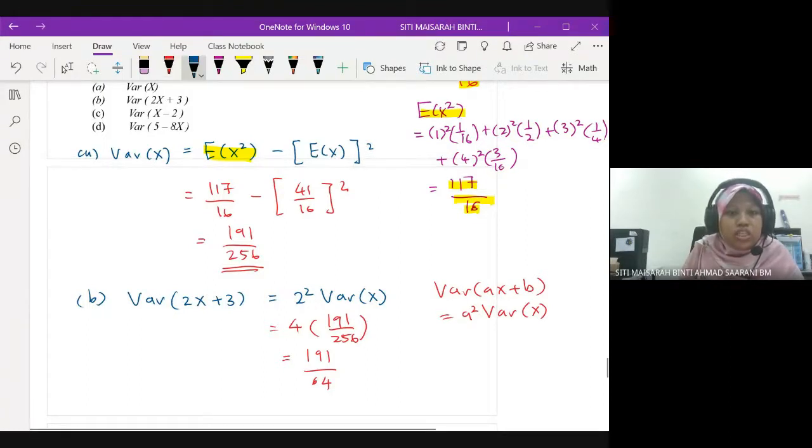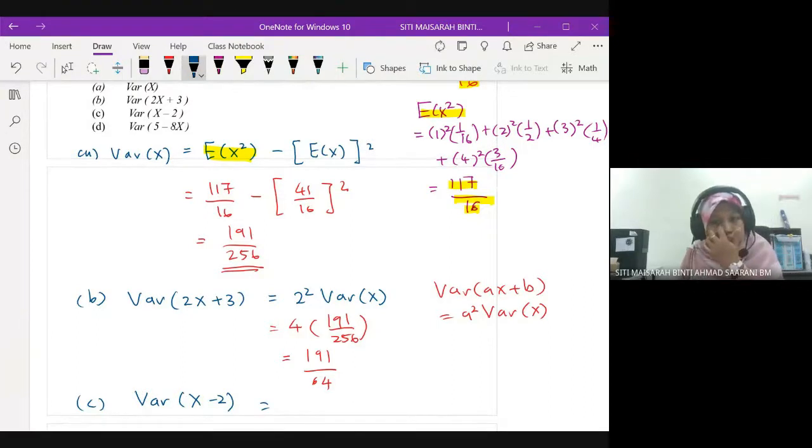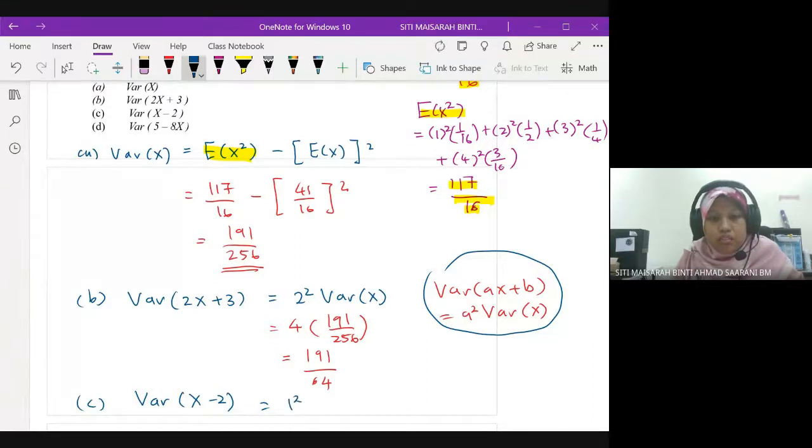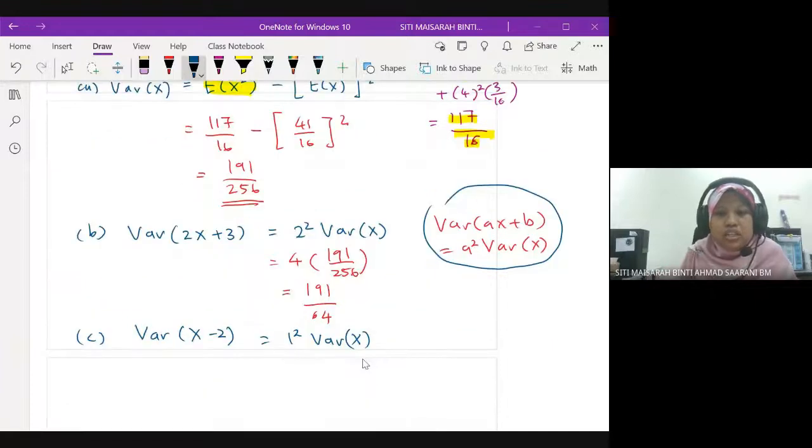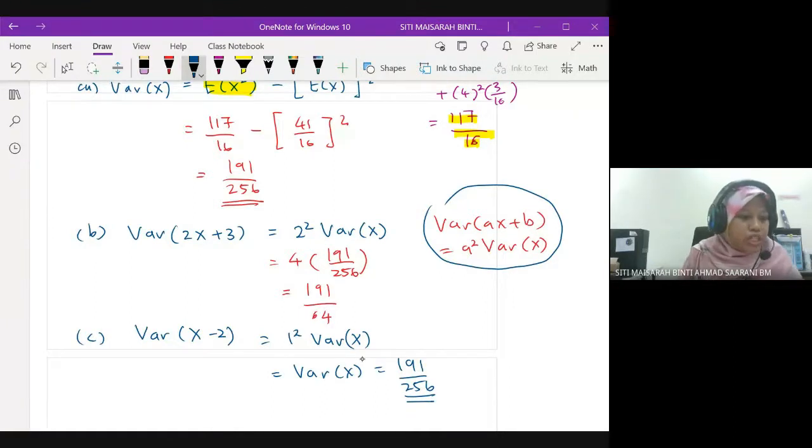Okay, then untuk question C, we want to find variant X tolak 2. So this one is similar lah. Kita pakai properties yang sama. So then we get 1 square variant X. Okay. So jadi variant 2 ni kosong lah. Variant 2 ni kosong. So jadi 1 square variant X. So 1 square is actually variant X lah. So this one is variant X, which is equals to 191 over 256. So this is for variant X minus 2.